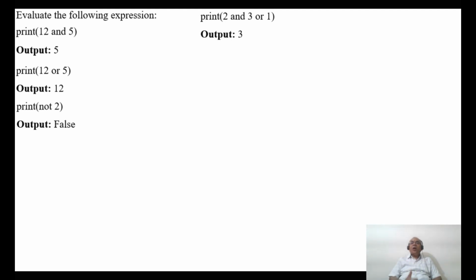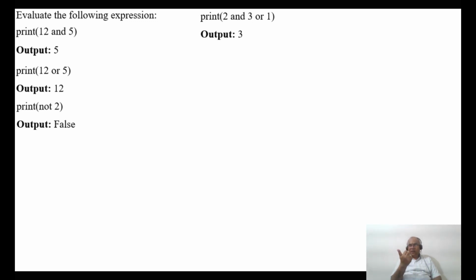So what is going to be the output? If you are considering 2 and 3, what happens? Since the AND operator has got the higher precedence, it evaluates 2 and 3 first. In 2 and 3, what is the value of AND? The value of AND will always be the second value. So the output of 2 and 3 will always be 3.